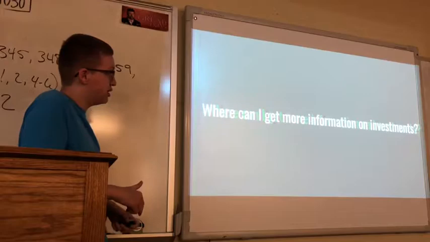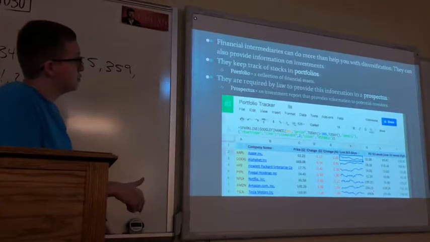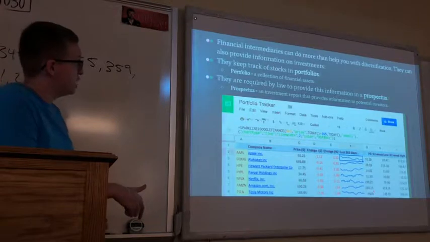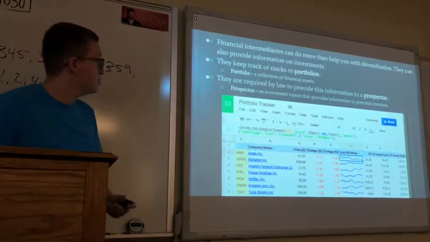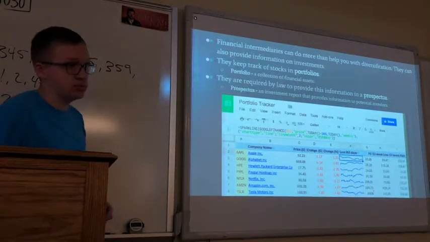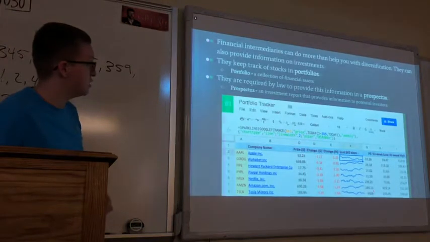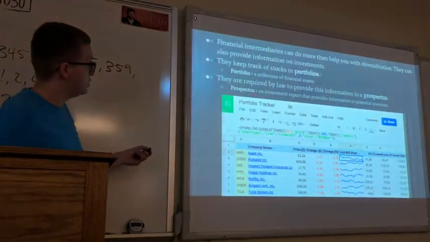Where can I get more information on investments? Financial intermediaries can do more to help you with diversification. They can also provide information on investments. They do this through keeping track of stocks in the portfolios. And if you don't know what a portfolio is, it's a collection of financial assets. As a vocab word, you will need to know it.